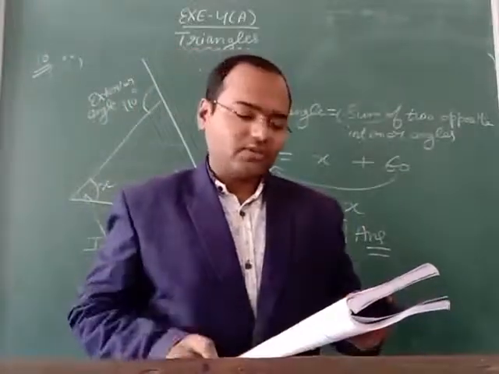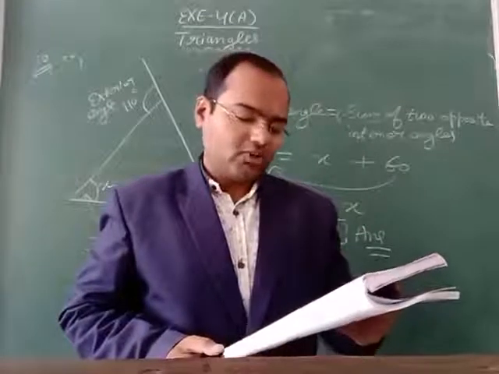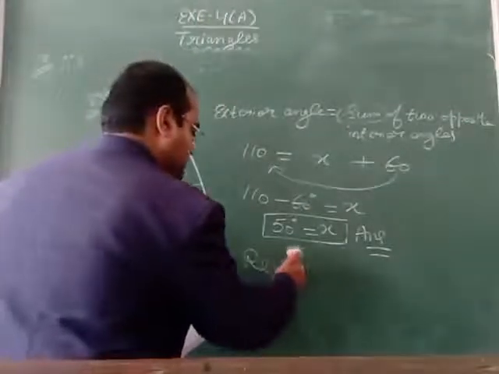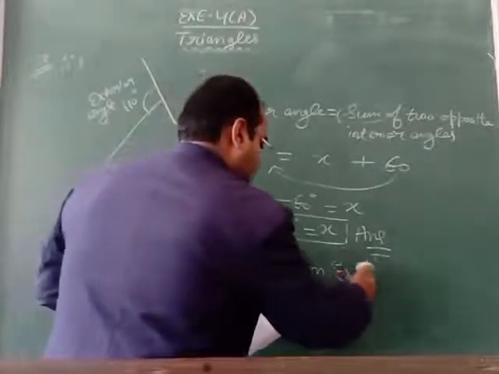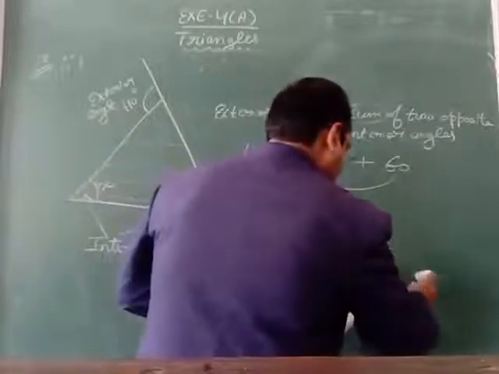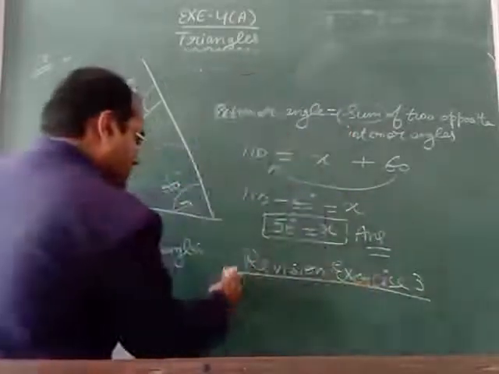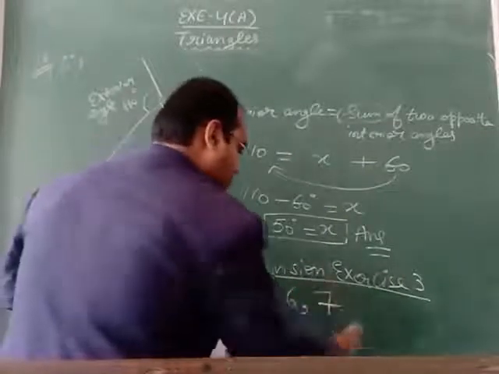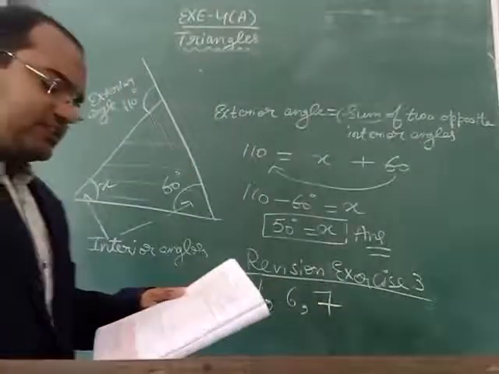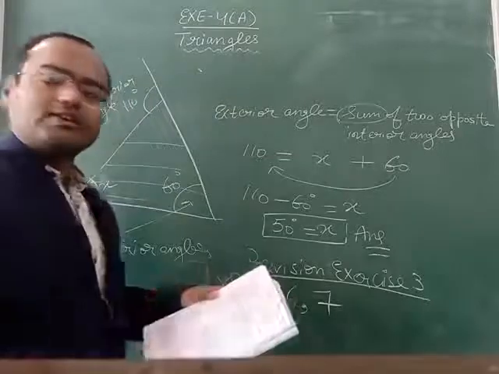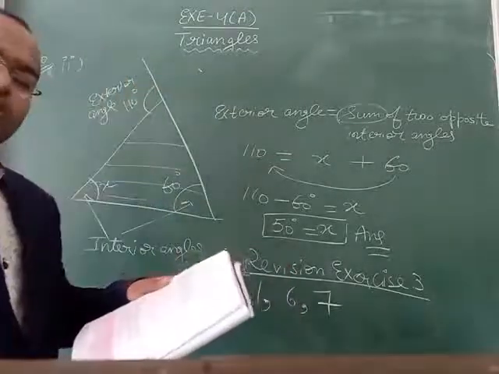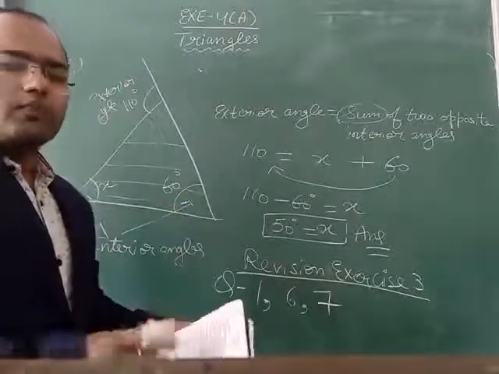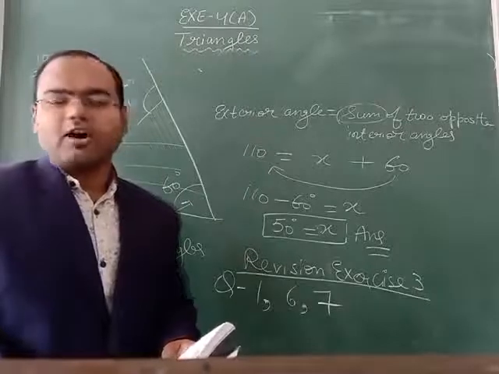In the revision exercise 3, question number 1, 6 and 7 you have to do. These 3 questions you have to practice, and these 3 questions are the same as I had explained you in this exercise. Okay, so your homework is you have to finish this revision exercise and exercise number 4A. No need to prepare exercise 4B. So in the next video I will explain you the next chapter.